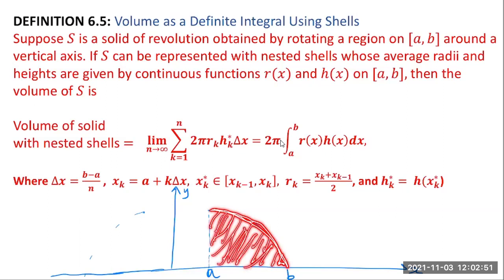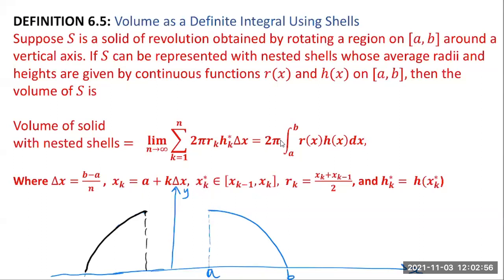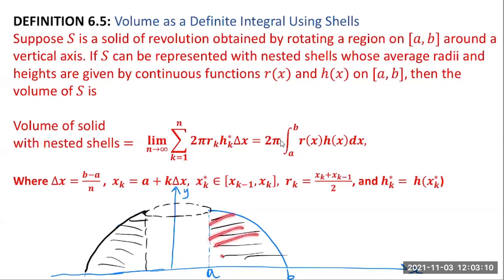If you rotate this region about the y-axis, you are going to get a solid, a solid like this. Now, the goal is to find the volume of this solid obtained by rotating this region about the y-axis. To find the volume, I'm going to use the shell method. First I'm going to divide this interval into n equal subintervals. Let's say this is the kth subinterval.